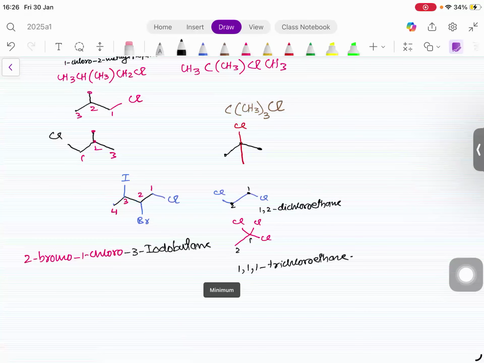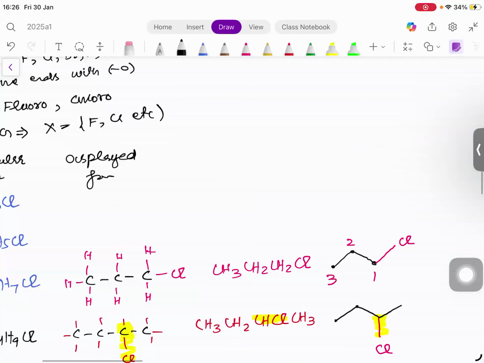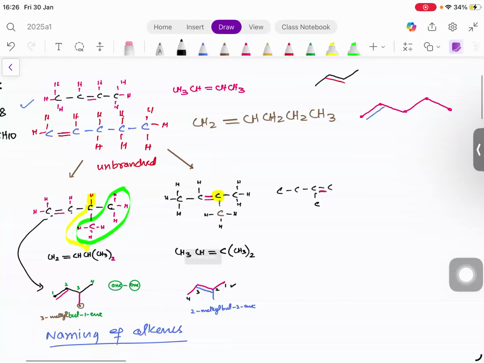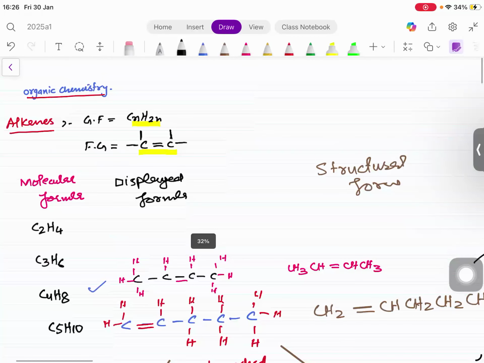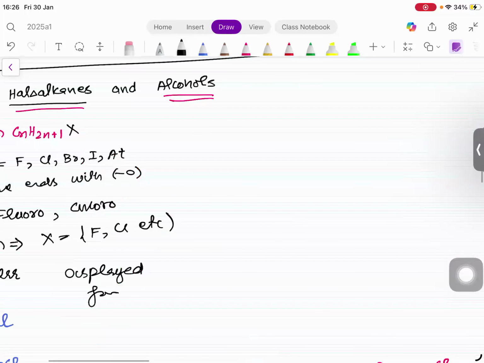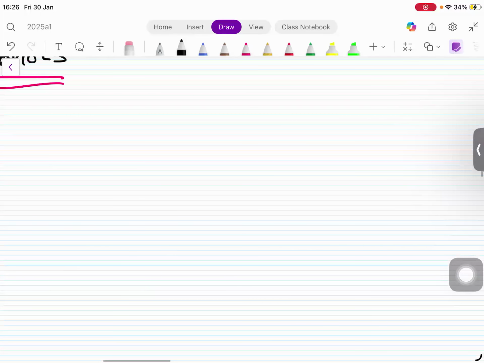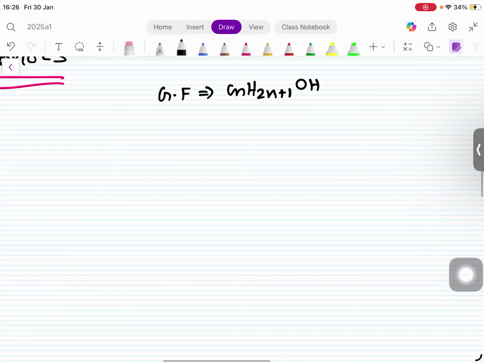Okay, the next one is alcohols. Alcohols, general formula. Write down, please. The general formula is CnH2n+1OH. Or if you put the hydrogens together, it will be CnH2n+2O. And the functional group we all know is OH.